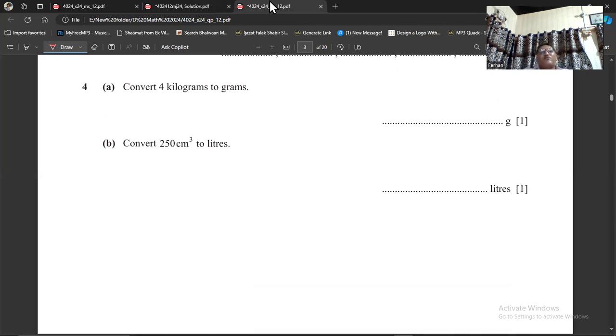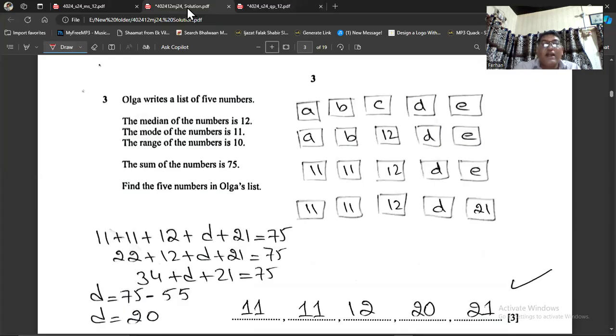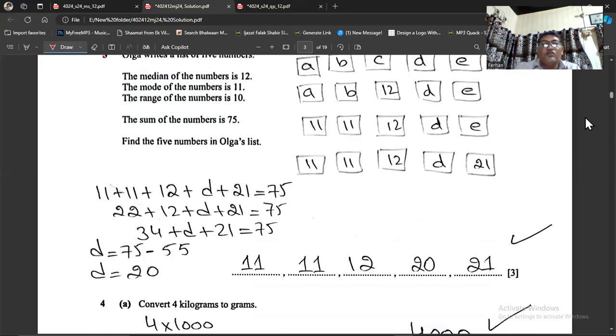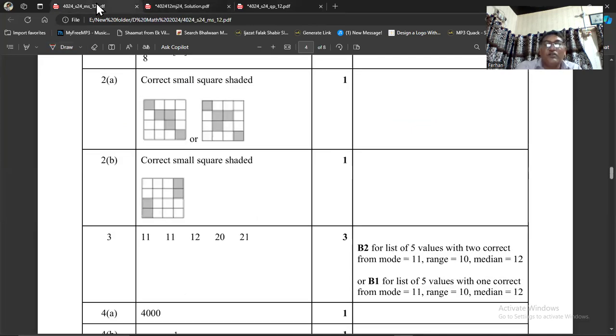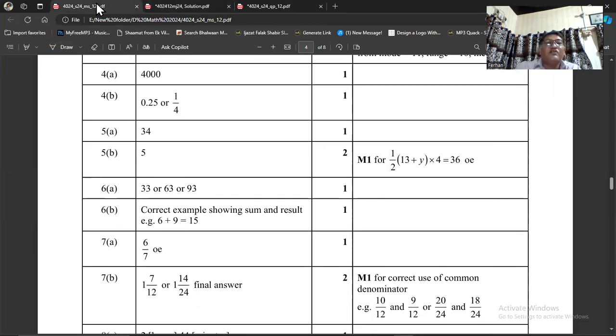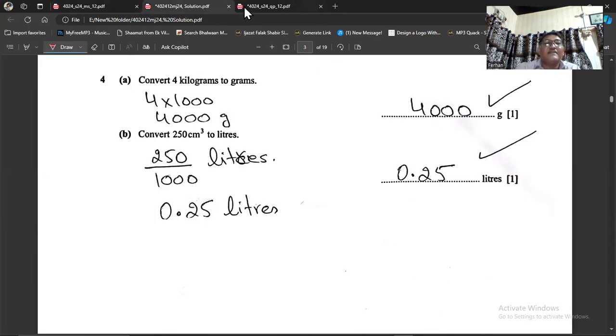The next question is question number 4. He says, part A, convert 4 kilograms to grams. If you want to convert kilograms into grams, you will have to multiply by 1000, because in 1 kilogram there are 1000 grams. So 4 multiplied by 1000 is 4000 grams. Very simple, straightforward. Question number 4, part A. So 4000 is the right answer.